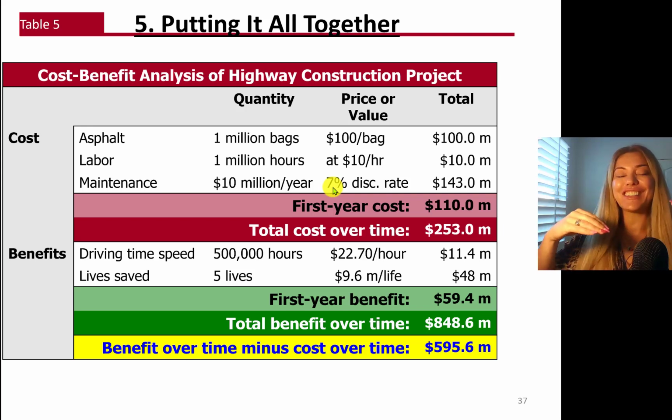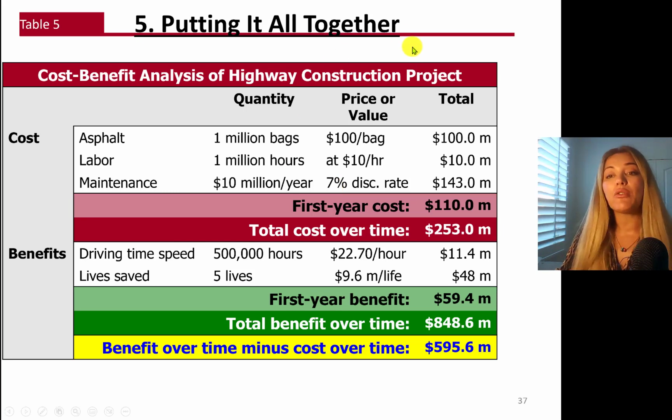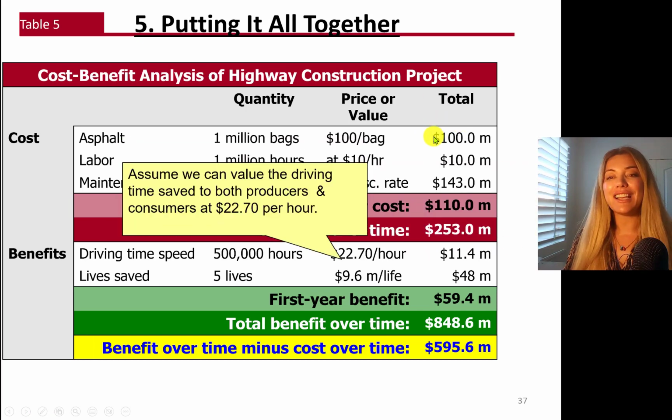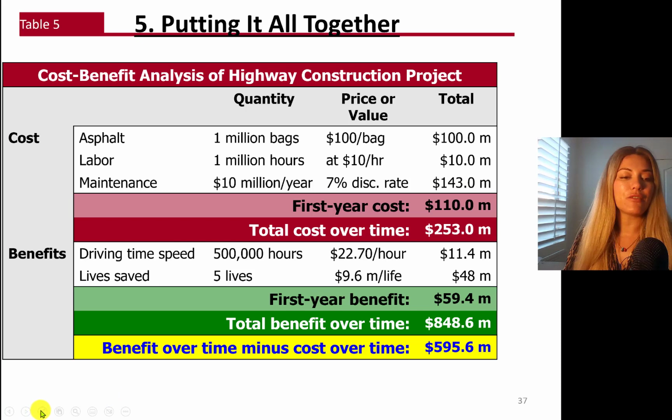We learned how to calculate the present discounted value of an infinite sum. So that would be $143 million in today's cost. So first year cost of this project is 100 plus 10, $110 million. That's the first year, right? These two. First year, and then you have present discounted value of the lifetime maintenance, 143. Total cost would be 253.